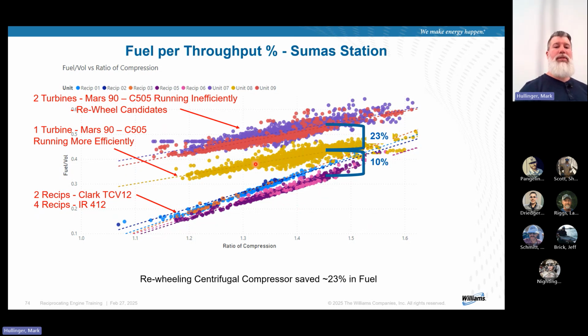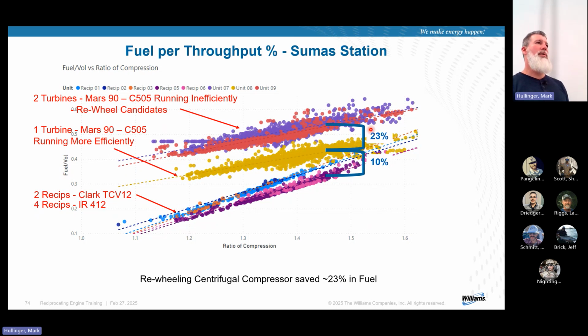These ones right here, this is the turbine Mars 90 that's most efficient. This is the one that got the re-wheel. And here's the Mars 90s that are re-wheel candidates. I'm only showing you this because a re-wheel can save 23% in fuel on a turbine.